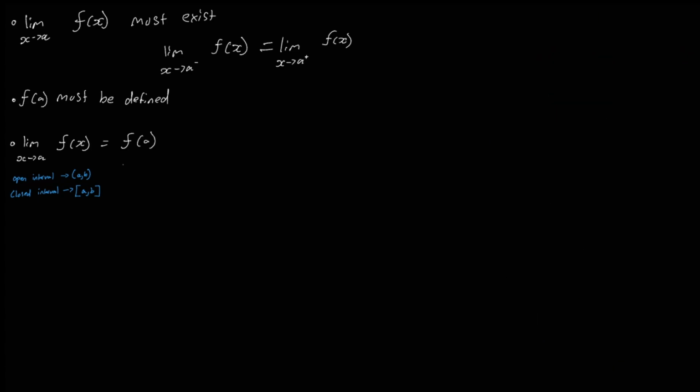Now let's look at another question. For our second question, we're given the function h of x, and that's equal to x squared plus 2x minus 3 over x plus 3. And we're told to identify the discontinuous points in this function.